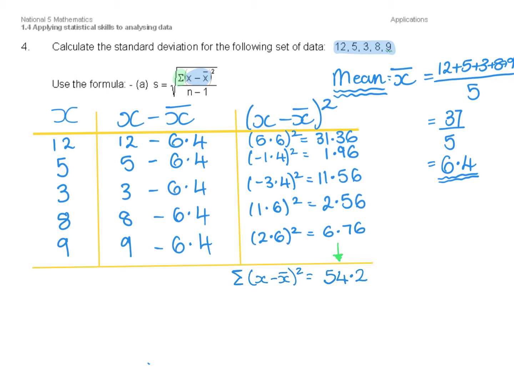Okay, next thing I'm going to do, I'm just going to write down the formula that's there. Okay, so I've just copied that formula. Remember, it will be on your formula sheet. So it starts with a big square root over the top of everything. I have the answer for the top. It comes from here. The answer for the top is 54.2. Now the bottom, n minus 1. How many values were there? If I go back to my original list, there were 5 values. 5 take away 1 gives us 4.